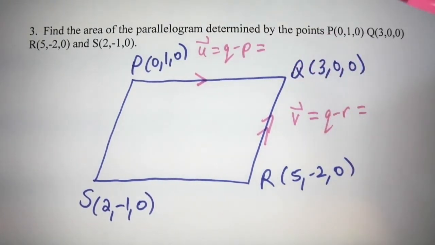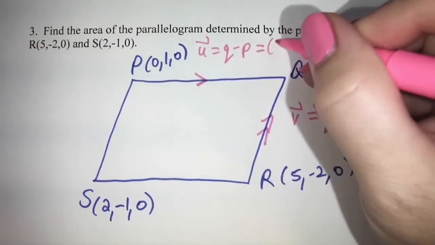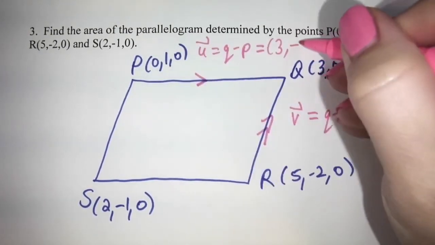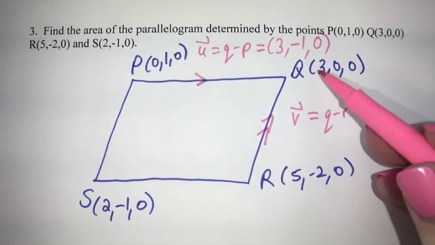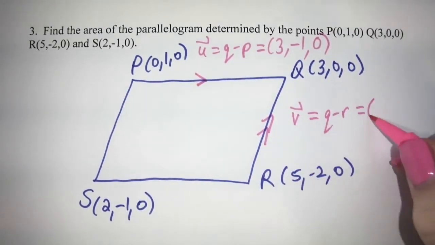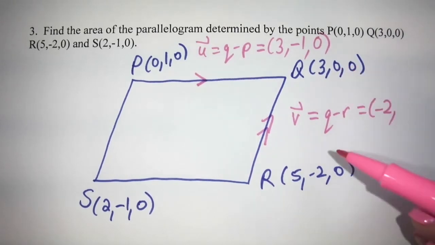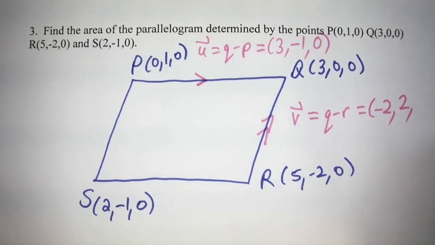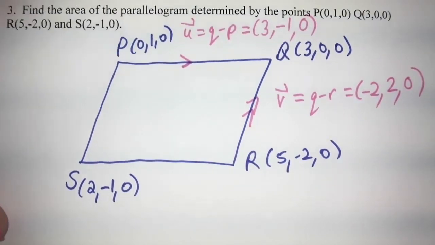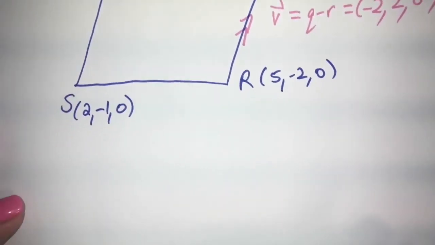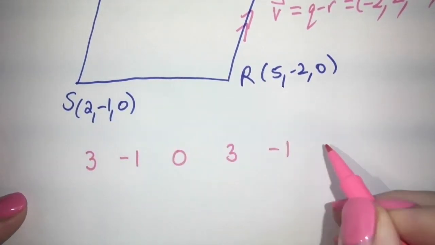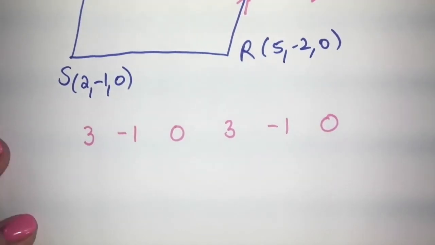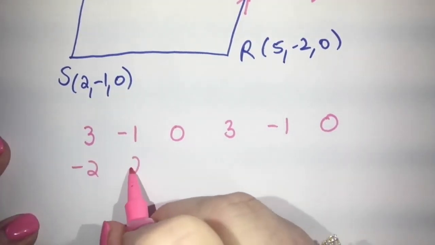So Q minus P, we've got 3 minus 0 is 3. 0 minus 1 is -1. 0 minus 0 is 0. And here, Q minus R, 3 minus 5, -2. 0 minus -2 is 2, and 0 minus 0 is 0. And then we're going to cross them. So if we write out vector U, we have 3, -1, 0. And we're going to cross that with V, -2, 2, 0.